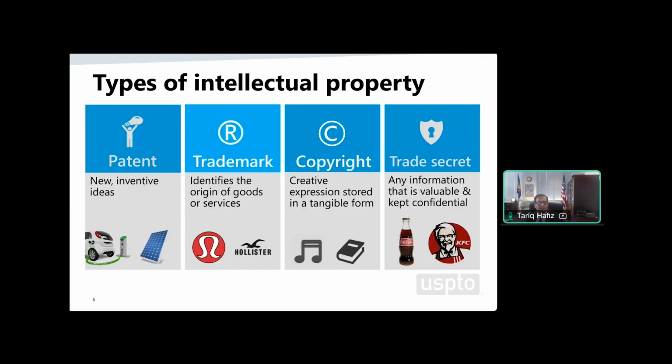And finally, the fun part, right? Patents. Patent law is governed by Section 35 of the United States Code. From this code, we know that a patent may be granted to any invention that is useful, new, and non-obvious. And patents actually have protection of 20 years from filing.